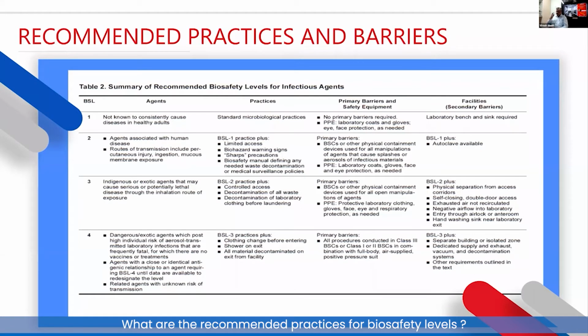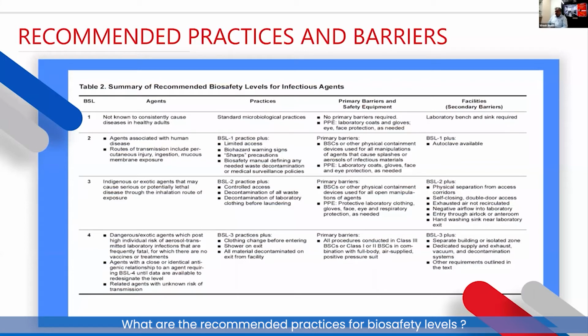Insofar as the primary barriers are concerned, biosafety cabinets are a must-have. No open manipulations are permitted, and PPE, in terms of proper gloves, face and eye mask, and respiratory protection if necessary, has to be introduced.